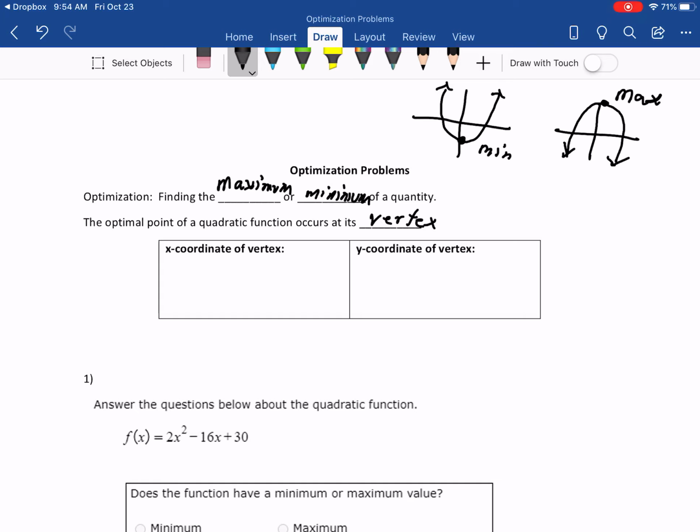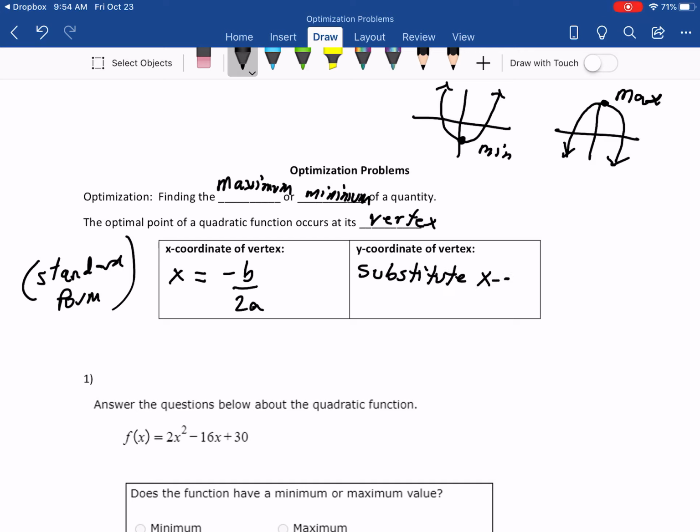A quick review of finding the vertex, and this is for standard form. To find the x-coordinate of the vertex, you're going to use x equals negative b over 2a. To find the y-coordinate of the vertex, you're going to substitute the x-coordinate, which you found over there, into the function.